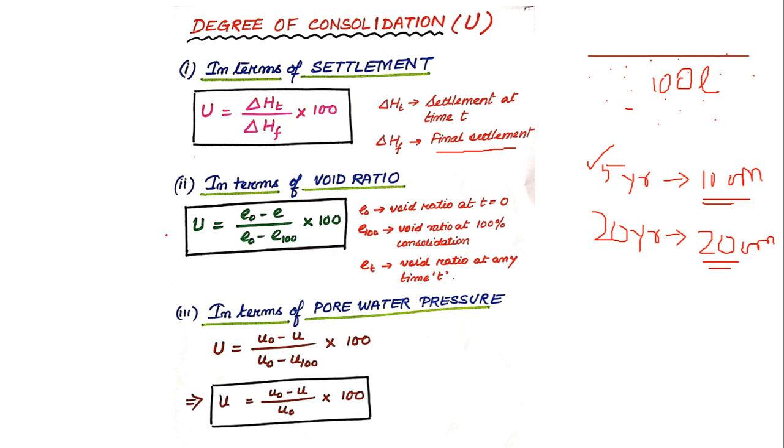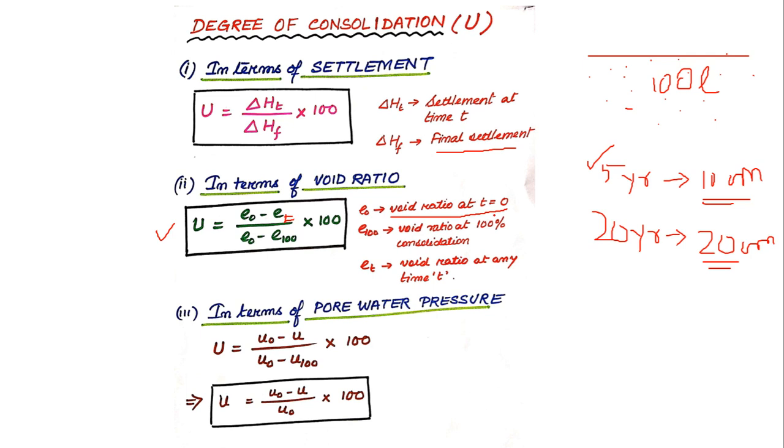Now in terms of void ratio, degree of consolidation is E0 minus E, or you can write this as ET also. Okay. E0 minus ET, divided by E0 minus E100, into 100. So what is E0? E0 is the void ratio at time t equal to 0. So you have already known that at t equal to 0, when a load is applied over a soil, the load will be taken up by the water only. So the soil solids will not undergo any change in volume because they are not taking any kind of load, right?